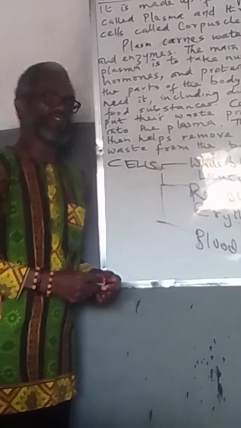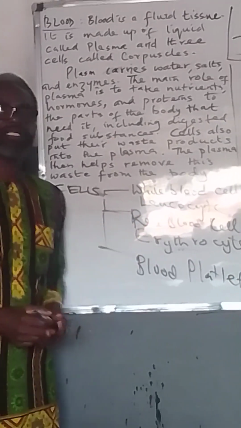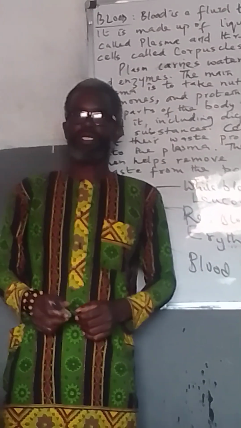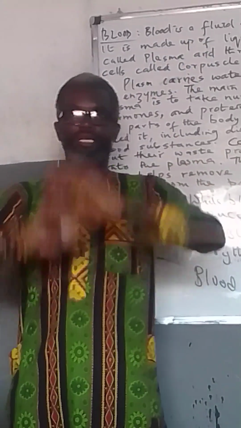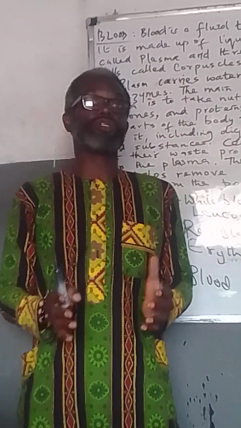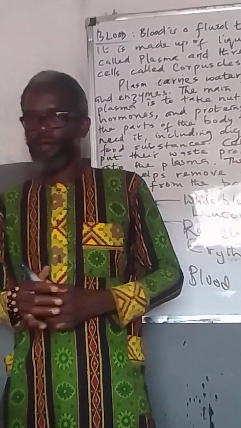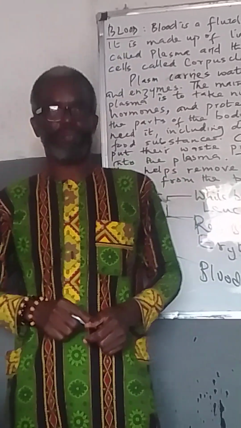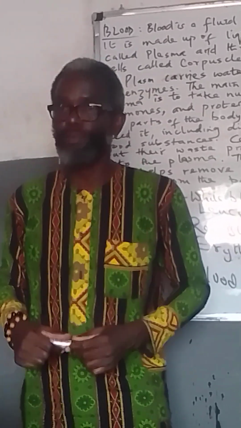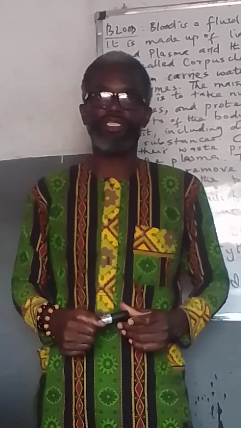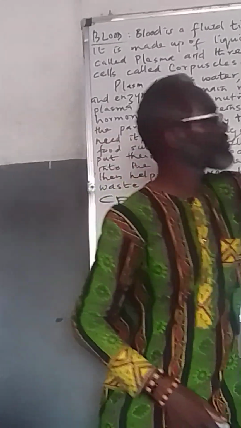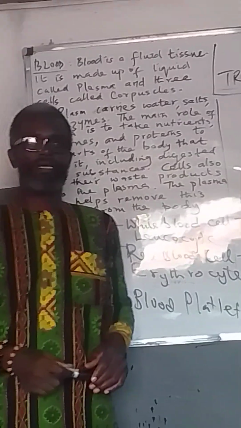And what's the function of the red blood cell? The red blood cell contains the pigment hemoglobin. Hemoglobin is red in color. So, from a glance, the red blood cell is known to be red because it is composed of hemoglobin. What does hemoglobin do? It carries oxygen from one part of the body to another, as you will see it explained there.